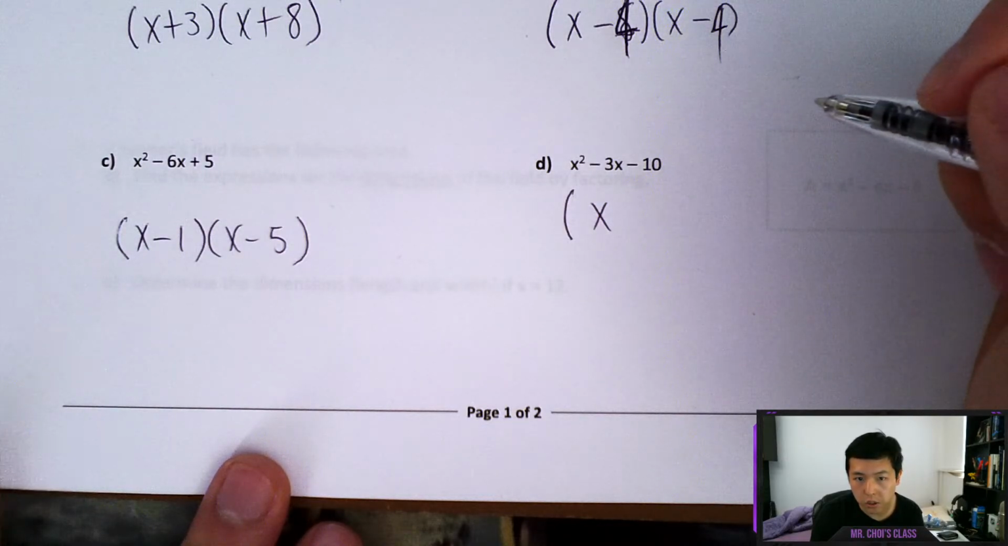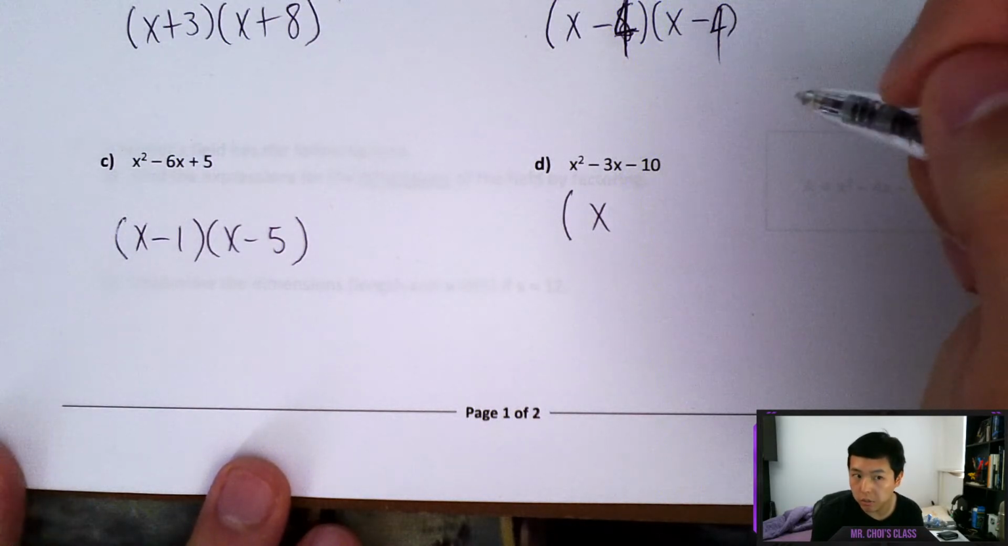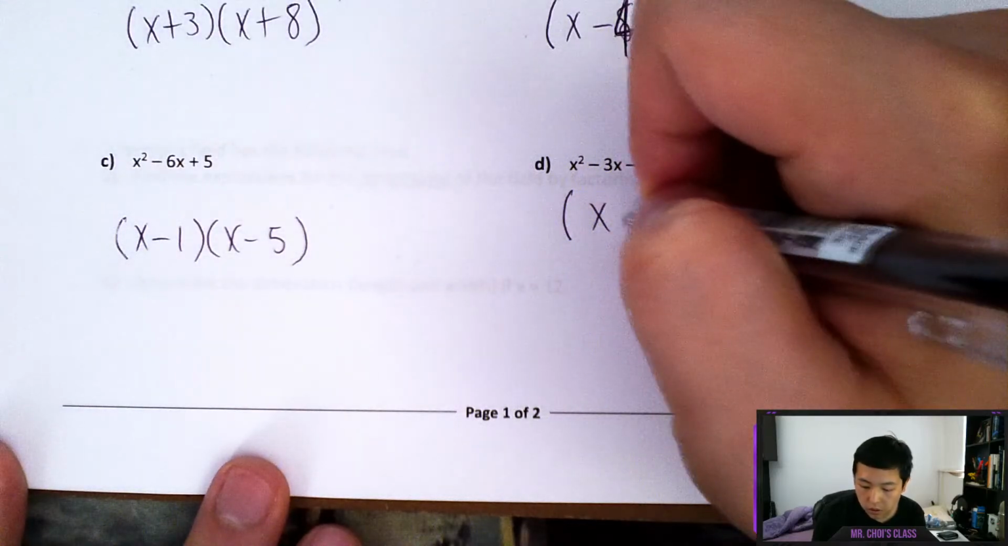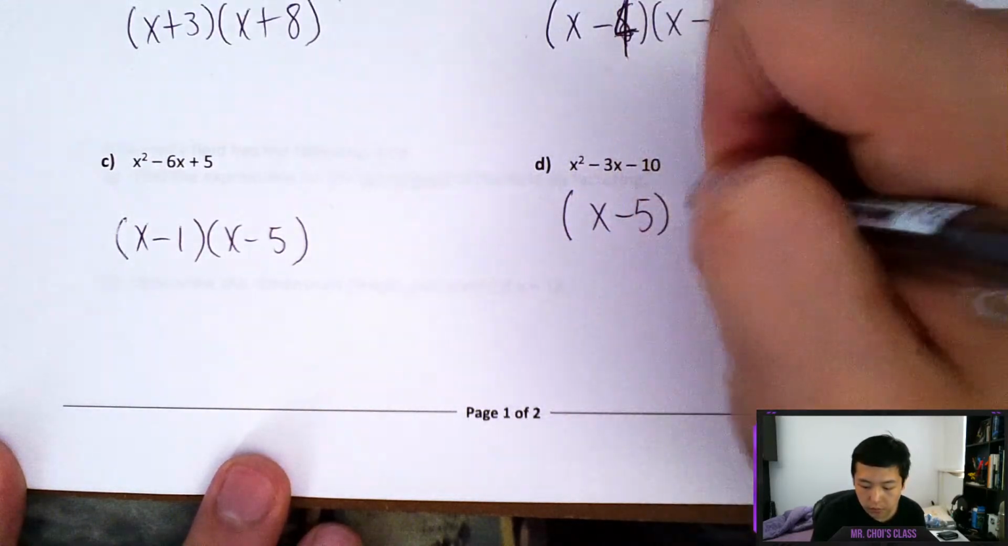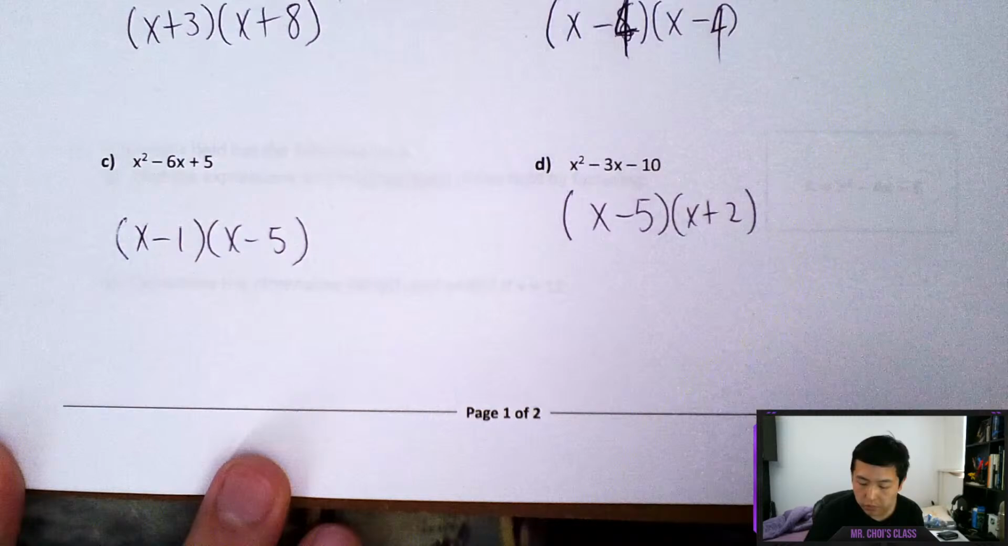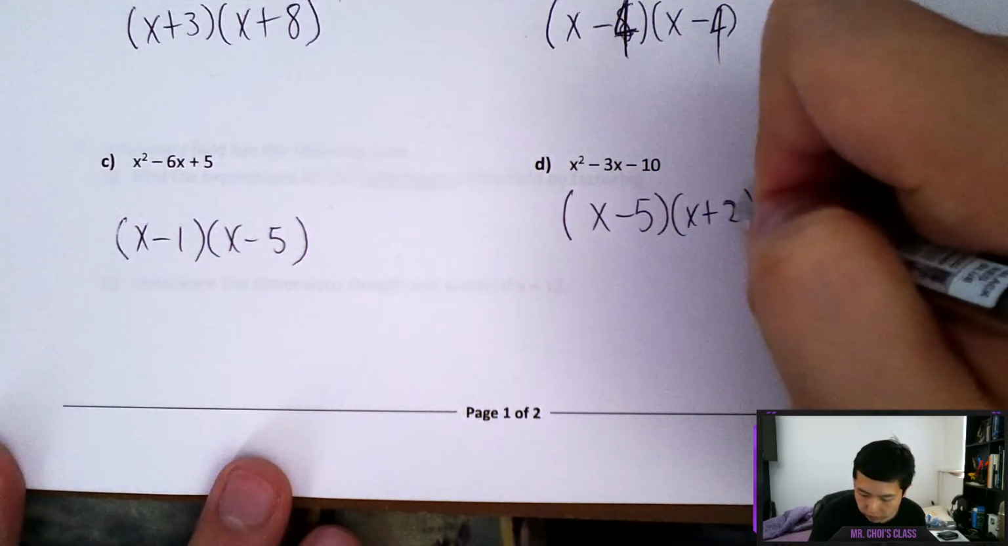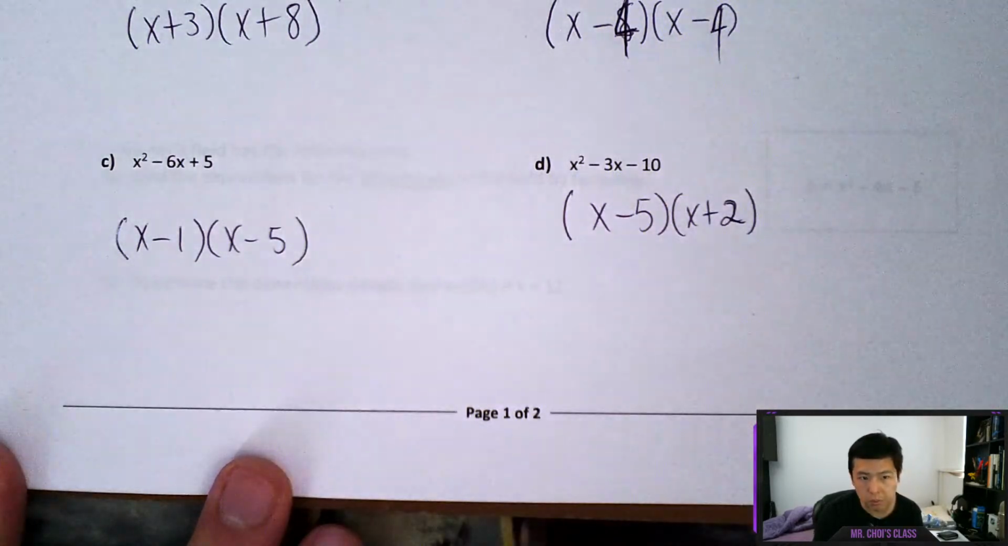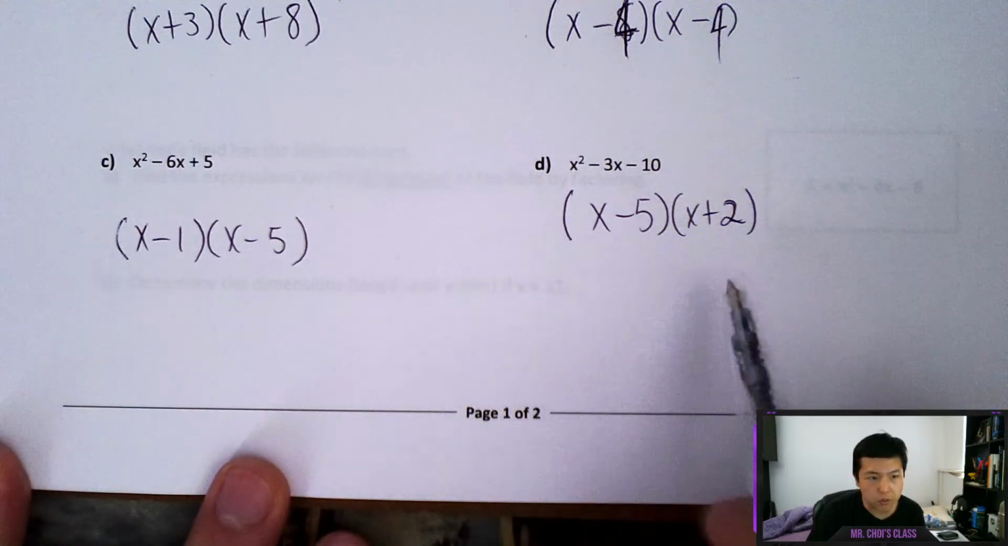Your first answer is correct, Christian. The second answer is not correct. Be careful with the second one. It should be x minus 5, x plus 2. And I think you maybe misinputted the 5. Yeah, good. So it should be x minus 5, x plus 2.